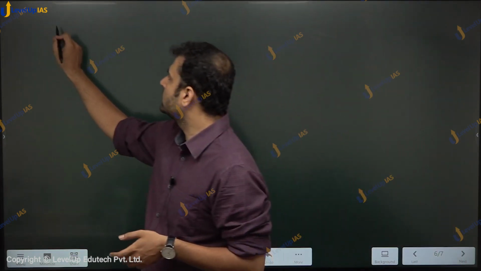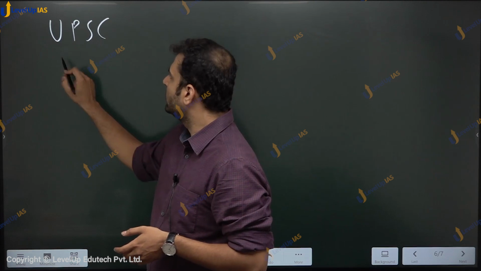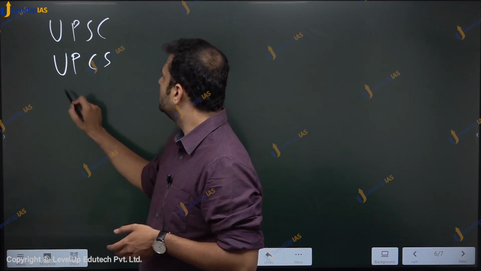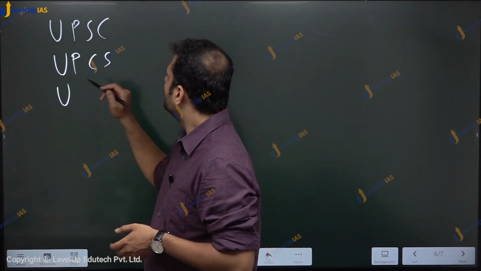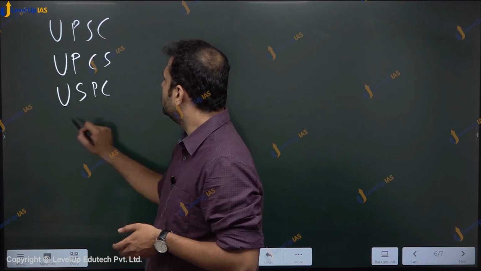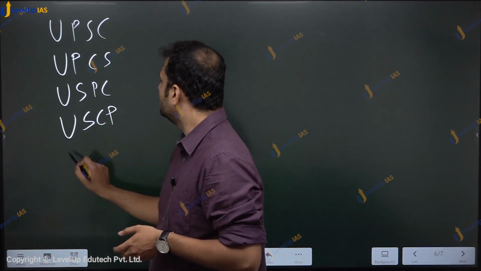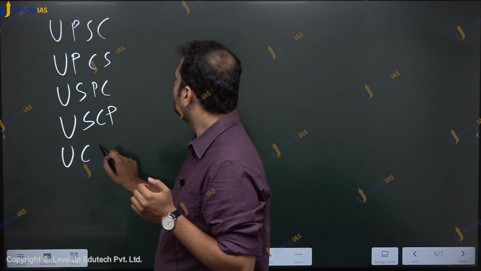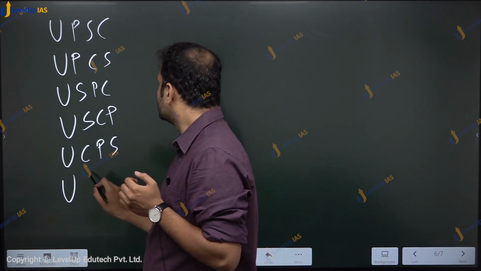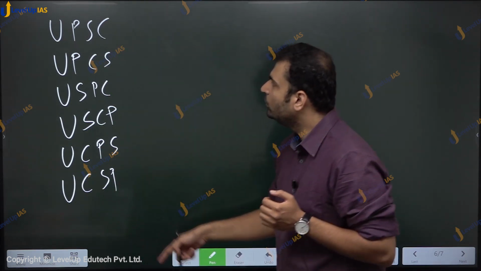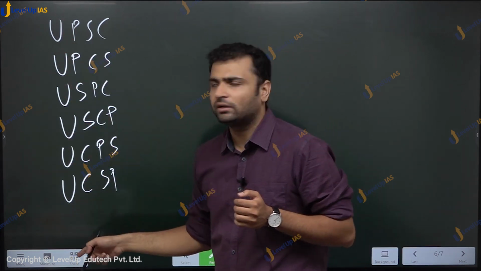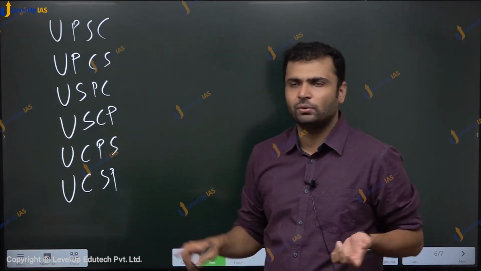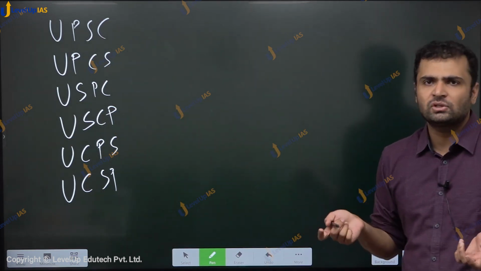If you start with, let us say, UPS, then we can say first is U, then P, C, then U, S, P, then U, S, C, then U, C, P, S, then U, C, S. These are 6 with U as the first letter. Similarly, P as the first letter will have 6, S as the first letter will have 6, C as the first letter will have 6. So in total we'll have 24 anagrams of UPSC.